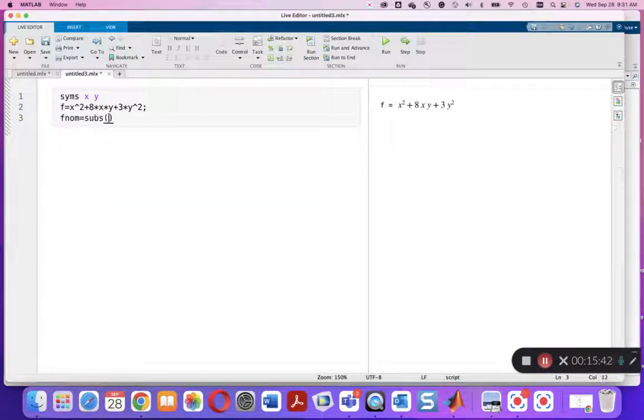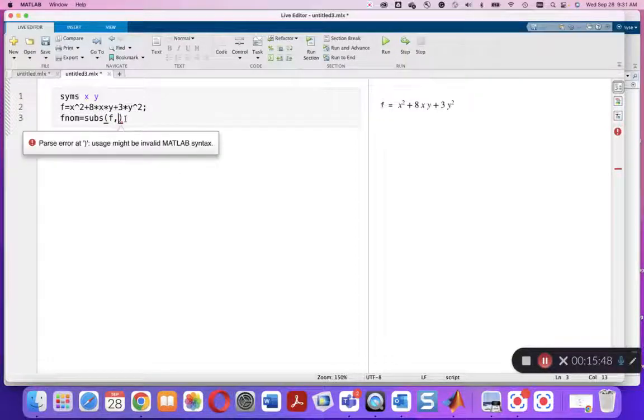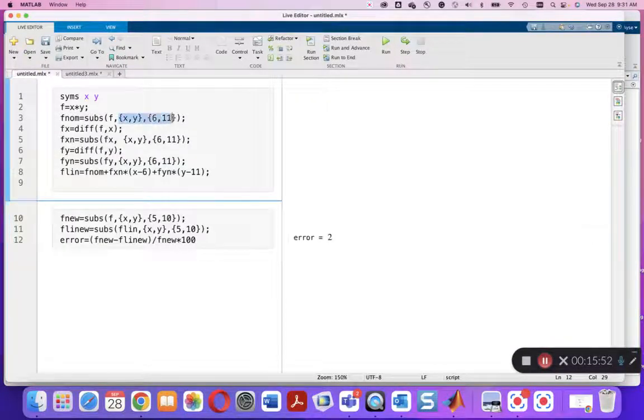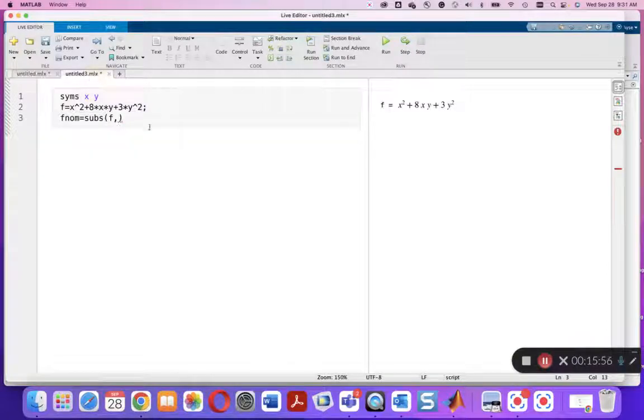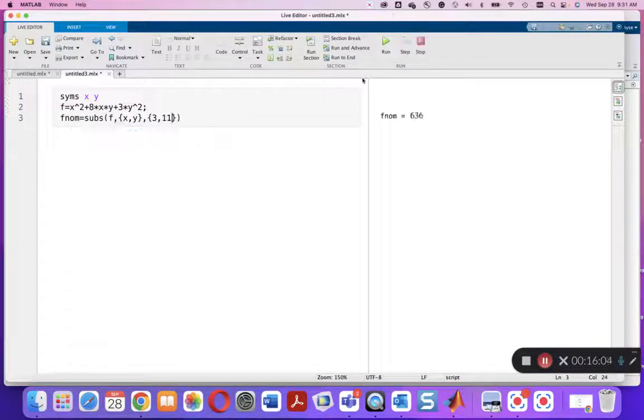So let's substitute in f wherever we see x and y. So I'm trying to copy and paste this. Okay, let me just bring this comment here because I'll be using this often. Instead of just typing it over and over, my values for x and y are 3 and 11. Okay, let's calculate this. Nominal value is 636.